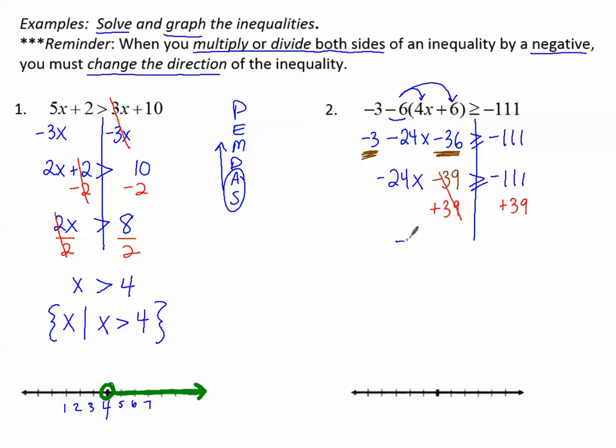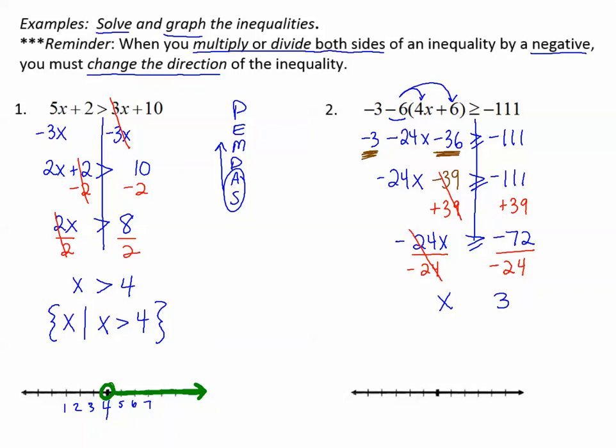That leaves us with negative 24x greater than or equal to negative 72. And now I have to get the x not multiplied to negative 24. The inverse of multiply is divide. So divide both sides by negative 24. And x is by itself. And on this side, I get 3.